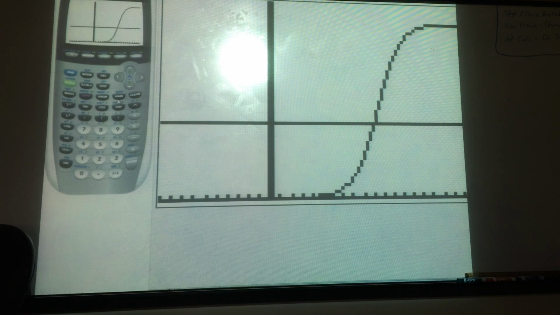All right, so that's one example of using the calculator to solve an exponential model, and we will do some practice problems with the calculator in class tomorrow.